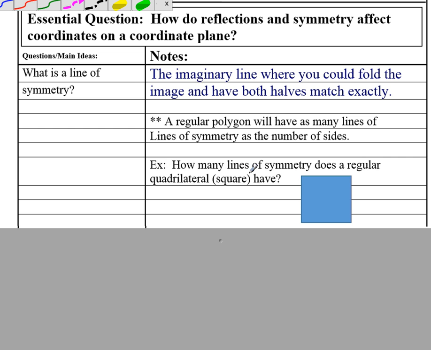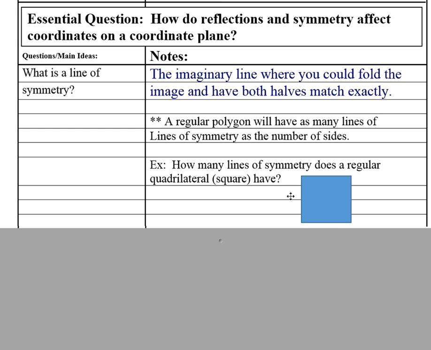Our first example on symmetry asks, how many lines of symmetry does a regular quadrilateral have? Regular quadrilateral means that all sides and angles are congruent, so in other words, we're referring to a square. So I'm going to get my line tool, and lines of symmetry are imaginary lines that you could fold the image and have both halves match exactly. So if I draw an imaginary line here, that would cut the square in half.